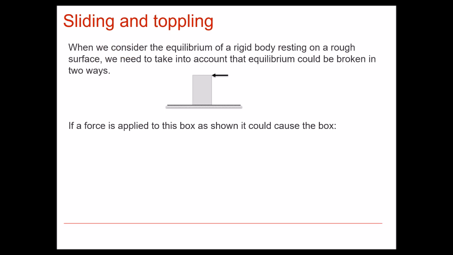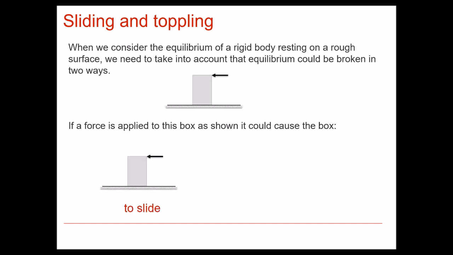When we're thinking about equilibrium of a rigid body on a rough surface, we need to realise that this equilibrium could be broken in two different ways. Imagine the situation is as shown in this diagram. We have a box resting on some rough surface, and we're applying a force right at the top of the box, in this case acting to the left. Well, what could happen?